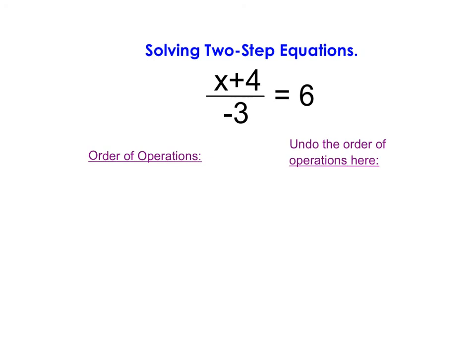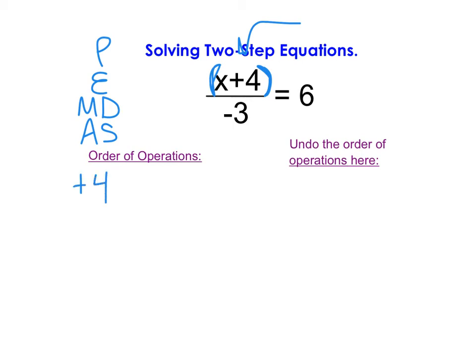So here we notice that we have an operation up in the numerator of our fraction. So we know that we need to add parentheses into this problem before we start identifying our order of operations. And then if I use my PEMDAS, I know that parentheses comes first. So in this particular equation on the left-hand side, if I were to follow the order of operations, I would add 4 first because it's contained inside of parentheses, and then I would divide by a -3. So from here, I then need to undo my order of operations in reverse.